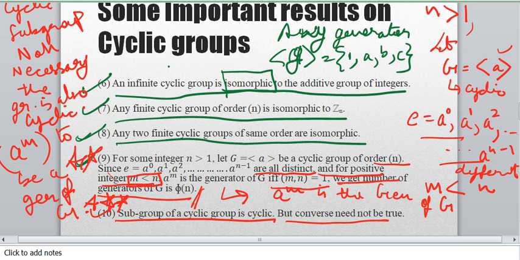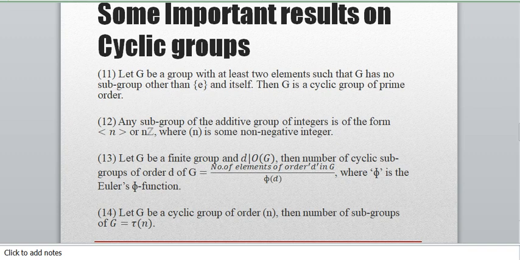And for a positive integer m less than n, a to the power m is a generator of the group G if and only if gcd(m, n) is equal to 1. We get that the number of generators of G is phi(n). That's how you can find the number of generators of G, by using phi(n). Moving on to our next part.